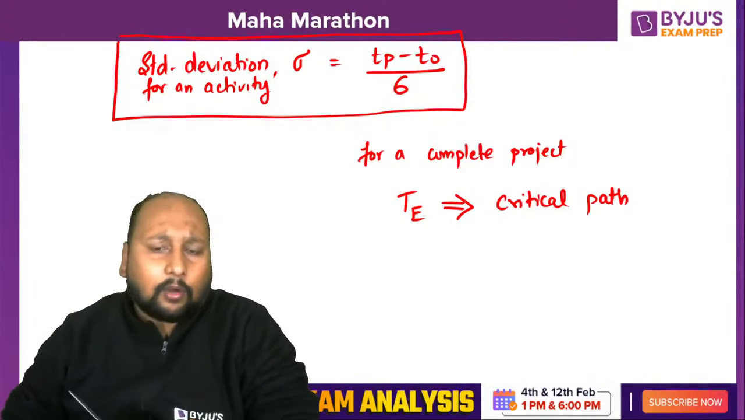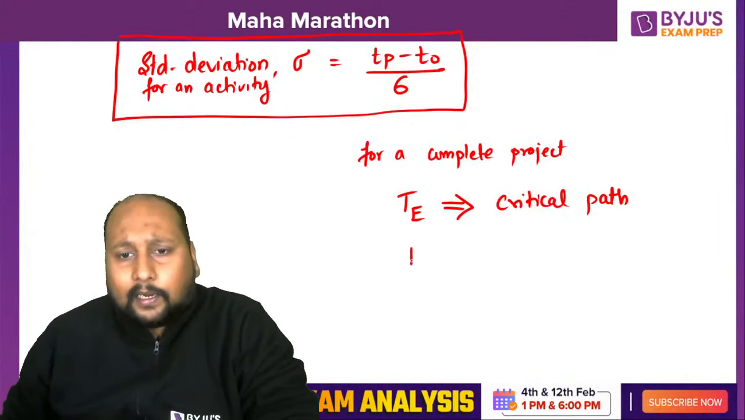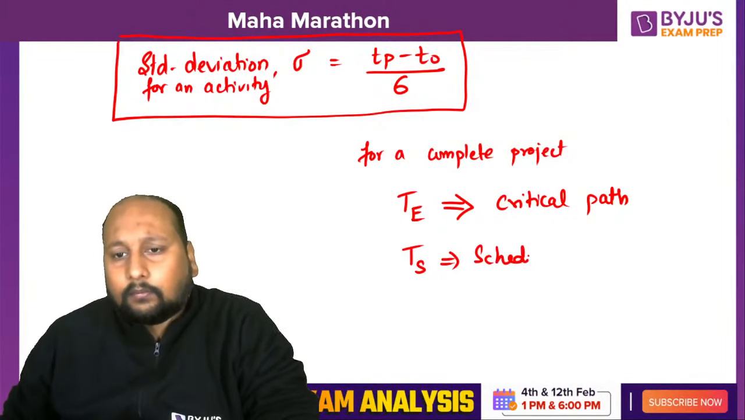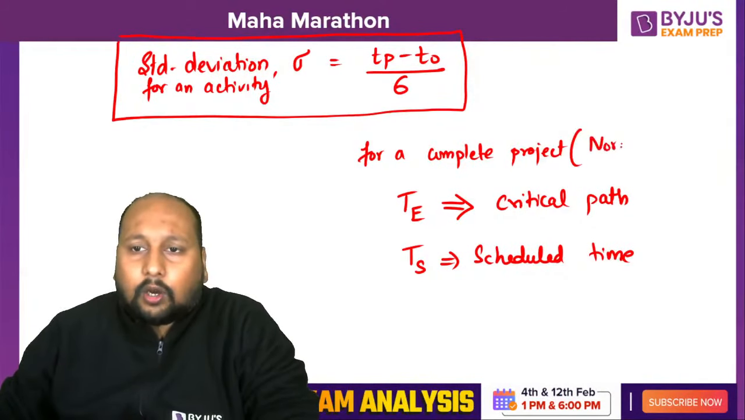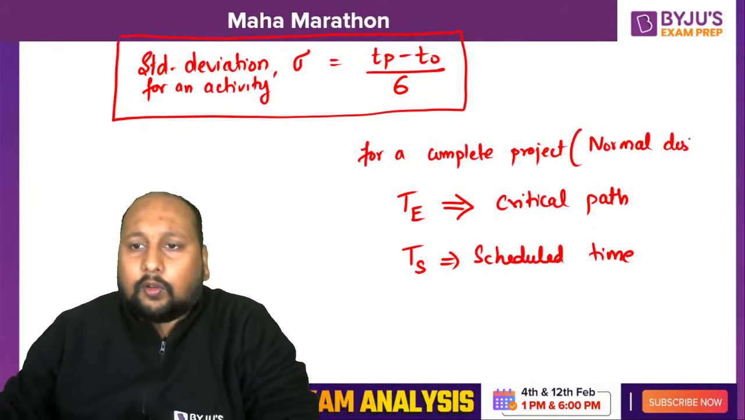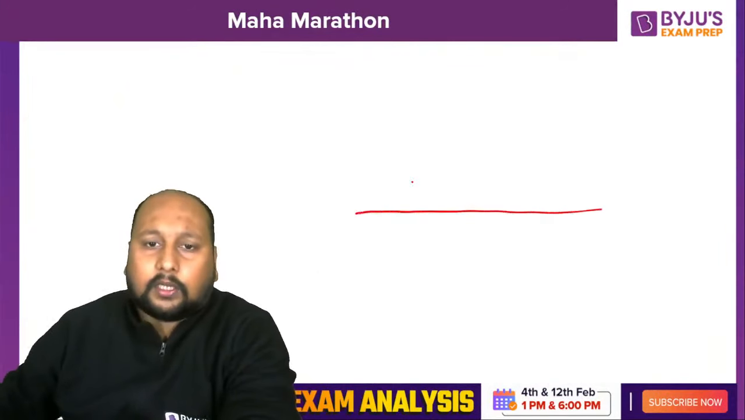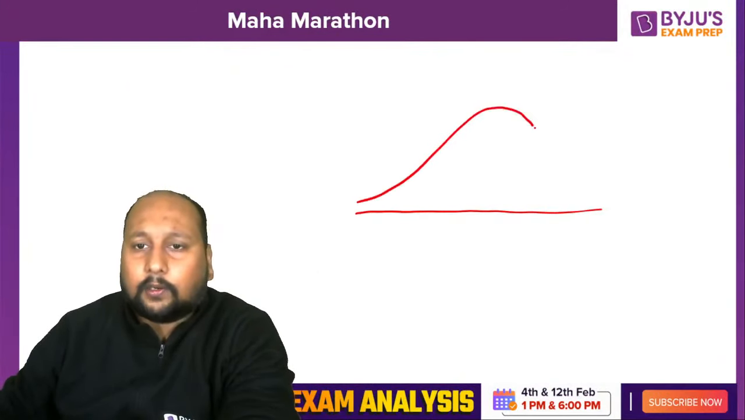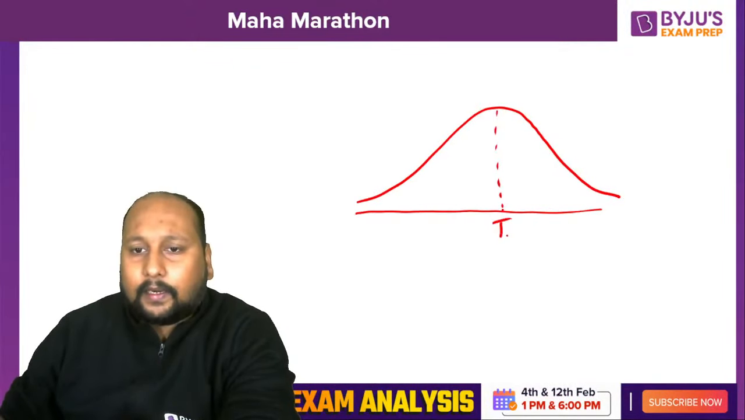So we will be taking some formulas. Let us suppose capital TE you have calculated from the critical path, and let us suppose that TS is the scheduled time. As we know, the project always follows a normal distribution. So if I try to plot the graph, a normal distribution curve, this is your capital TE.